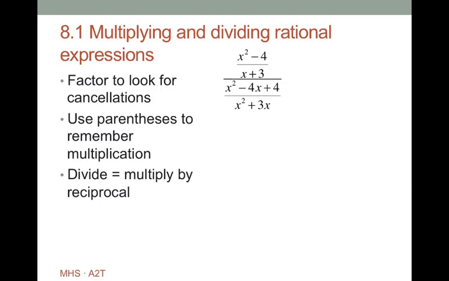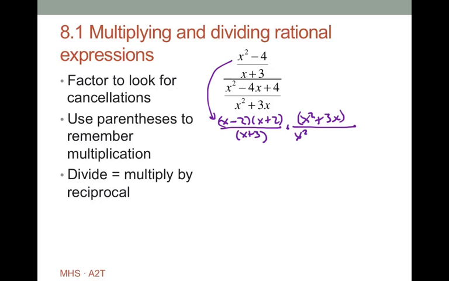So let's go ahead and I'm going to start by factoring the top part of this fraction. I'll get x minus 2 times x plus 2 over x plus 3. And then I'm going to take the denominator part and flip it over, but I'm not going to factor it yet, and rewrite it x squared plus 3x over x squared minus 4x plus 4. Now that fraction looks like it can be factored fully. So let's go ahead and factor those, and then we're going to find terms that will cancel.